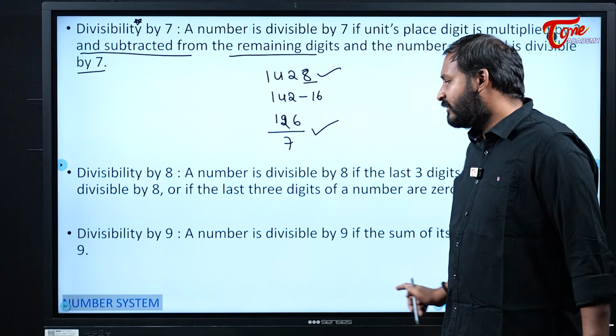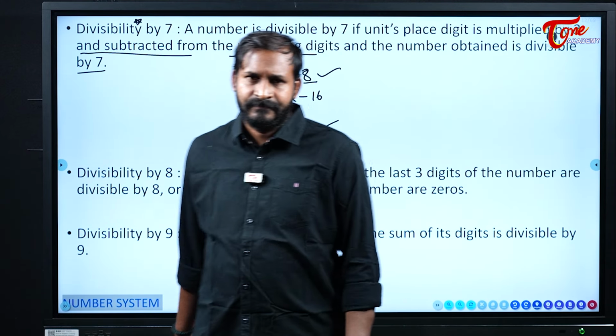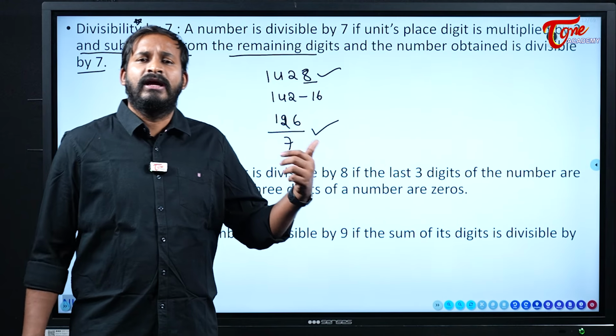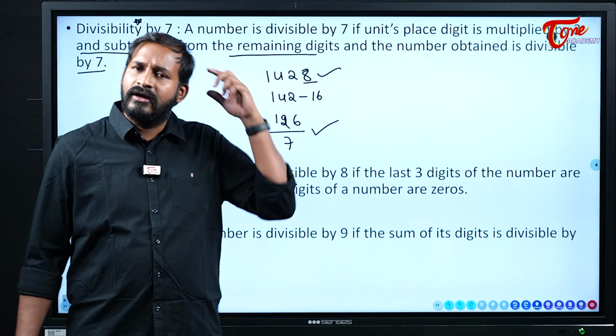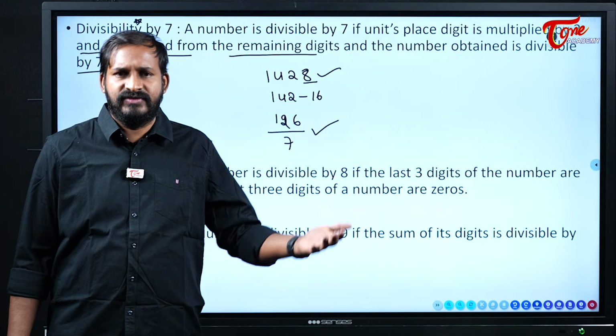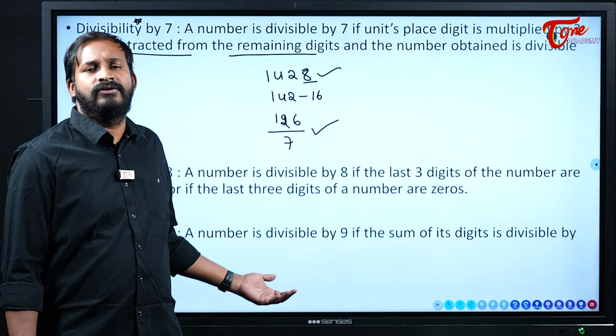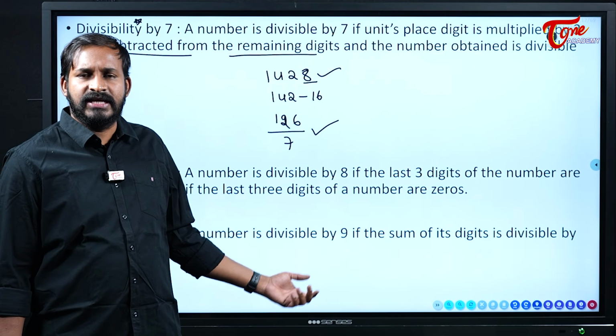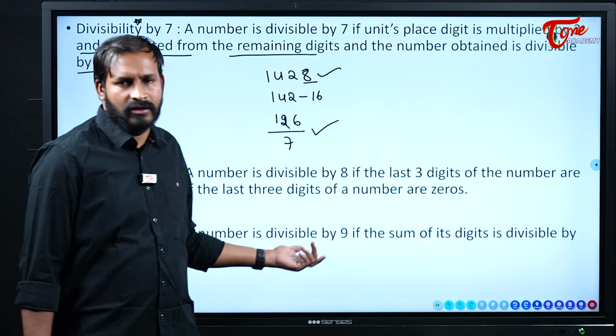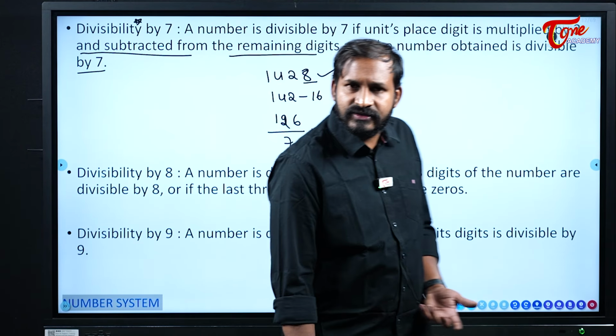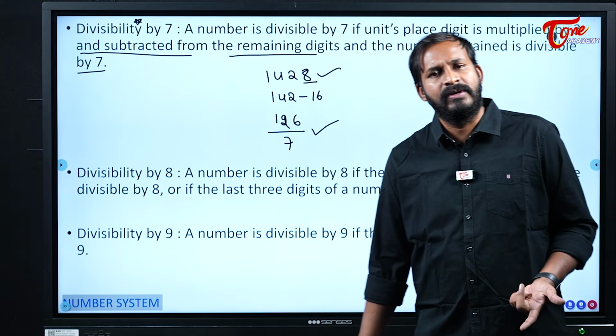Next one, divisibility rule of 9. This one is similar to 3. In that case, after adding all the digits and getting the sum, we checked whether it is divisible by 3 or not. In this case, we need to add all the digits in the same way and check whether the sum is divisible by 9 or not. If it is divisible by 9, then the number is divisible by 9, else it is not divisible by 9.